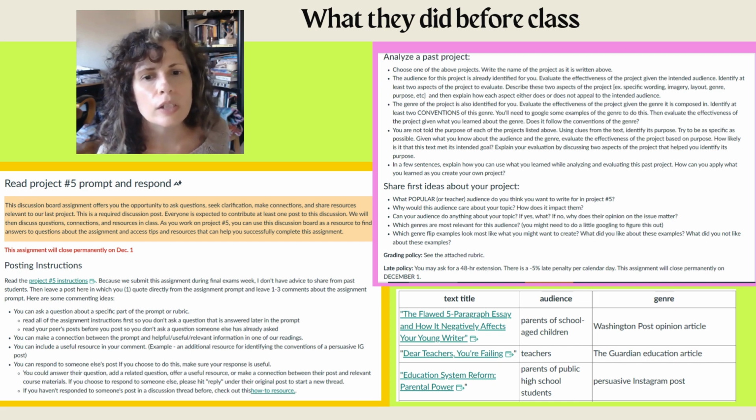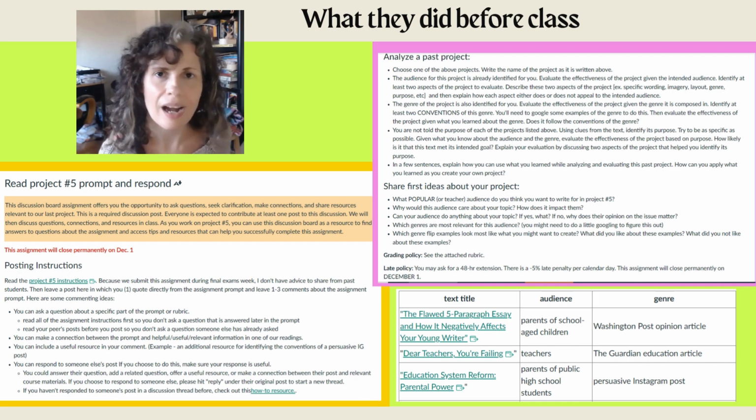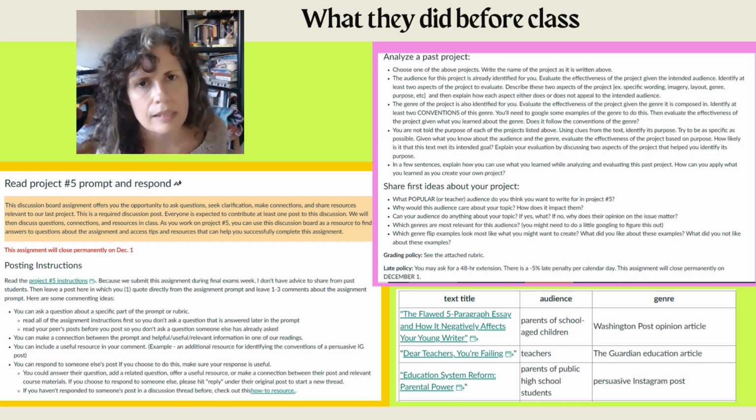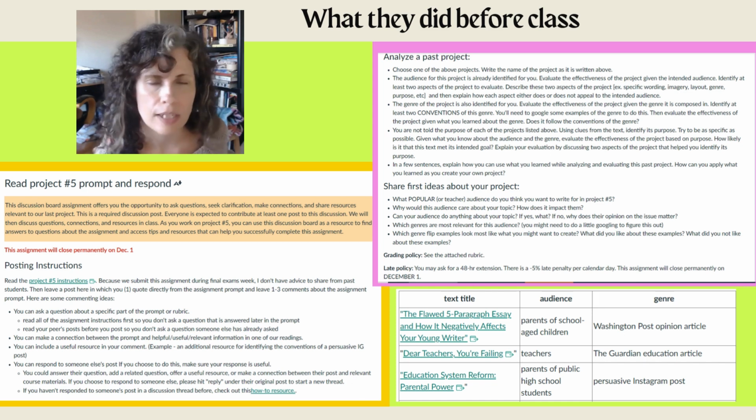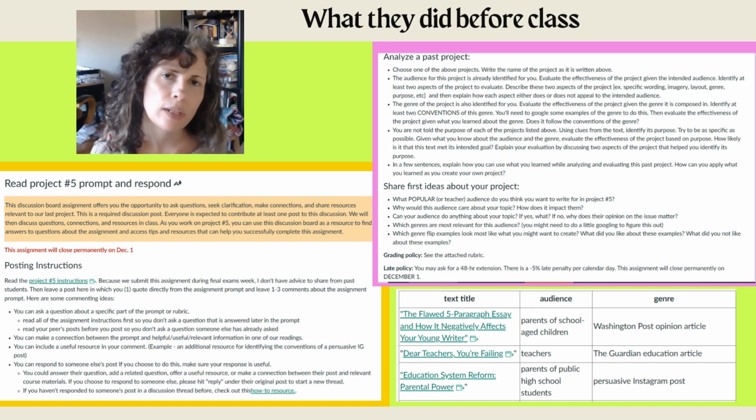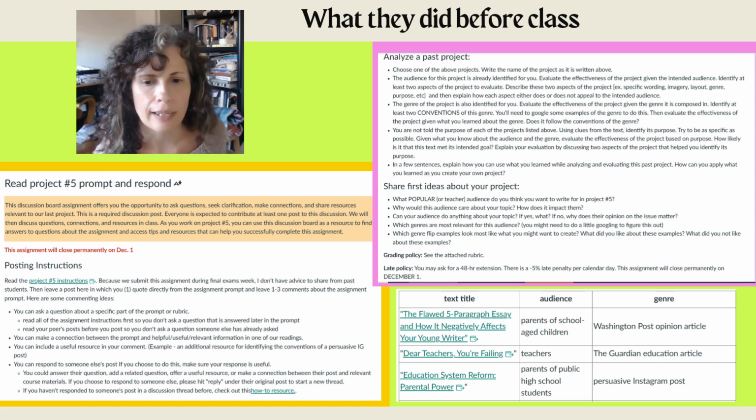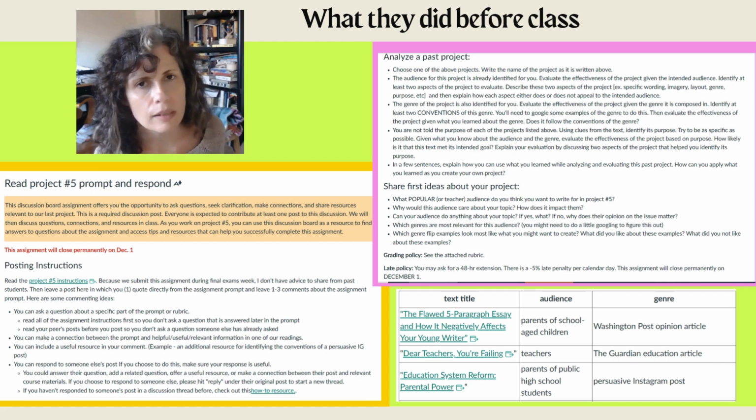And they're going to spend much more time working on this in class. So this really is just meant to be first ideas, get it on paper, and we'll work from there type of a thing. And then which genre flip examples look most like something that you would want to create? So those are the assignments that they do leading into the class period.